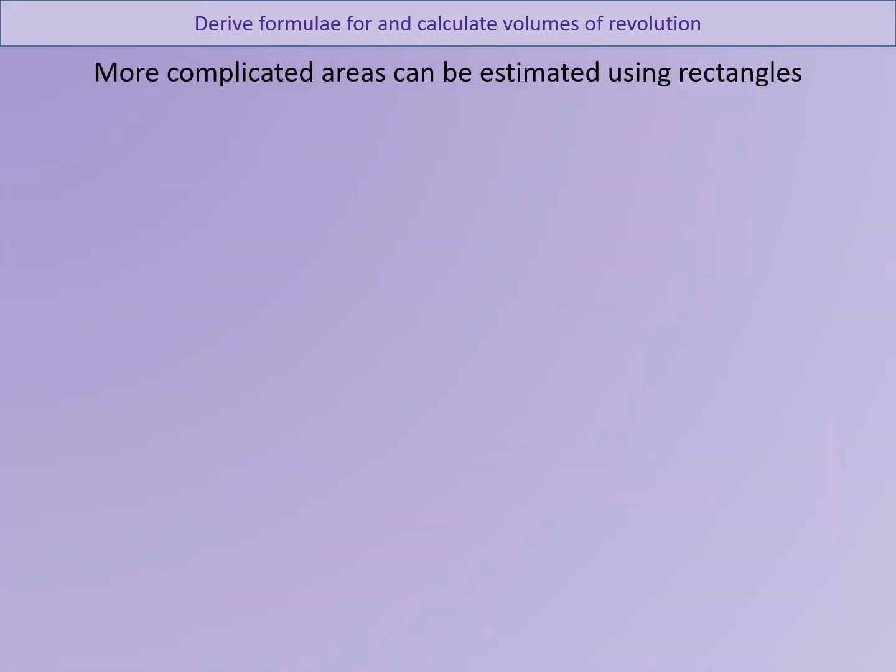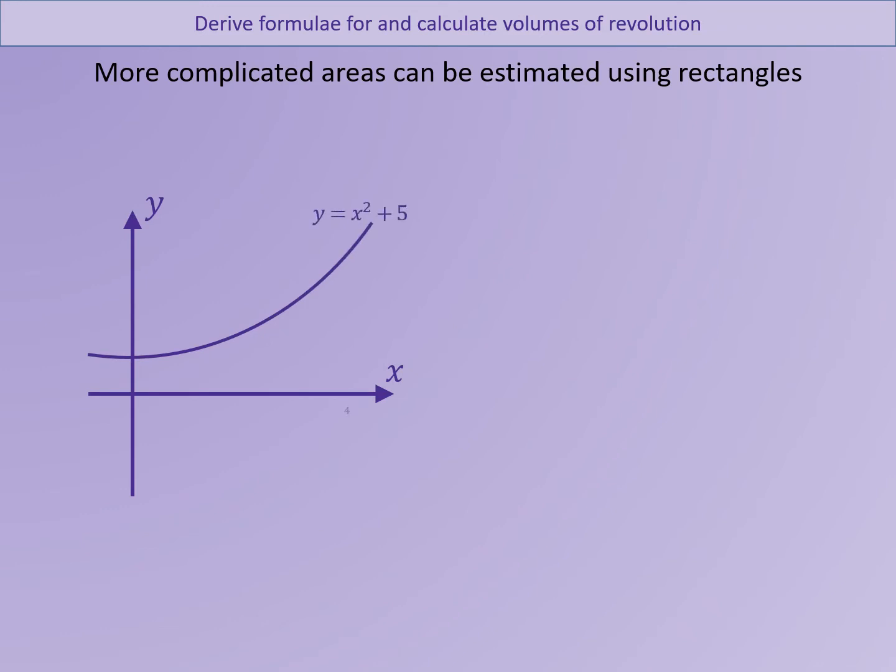With more complicated areas, we can estimate the area under a curve by splitting it into a series of rectangles to give an approximation for the area under the curve. In this case, you can see that we've split the interval from x is 0 to x is 4 into 4 rectangles, so each rectangle has a width of 1.